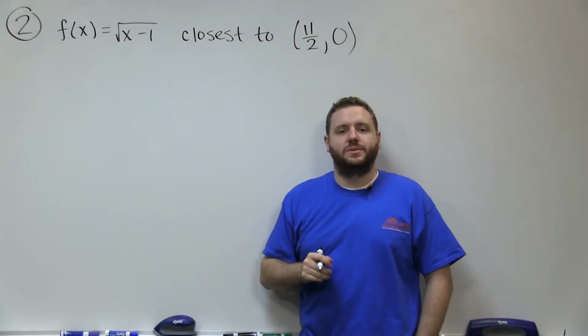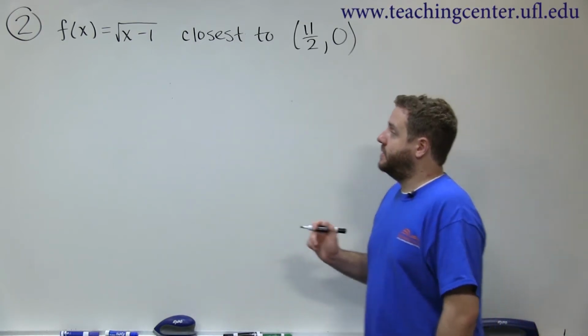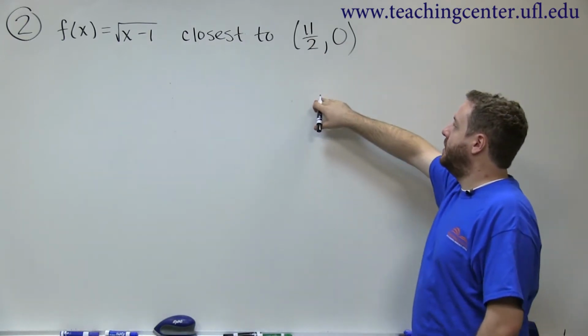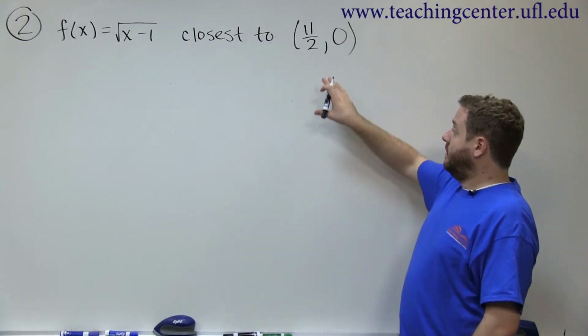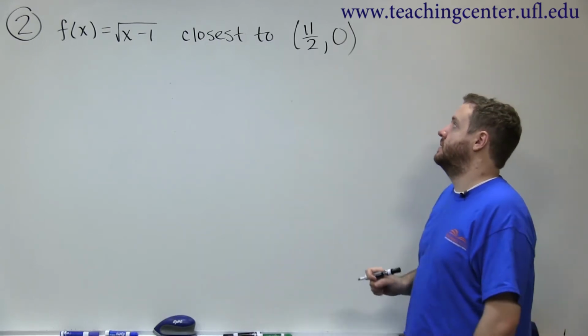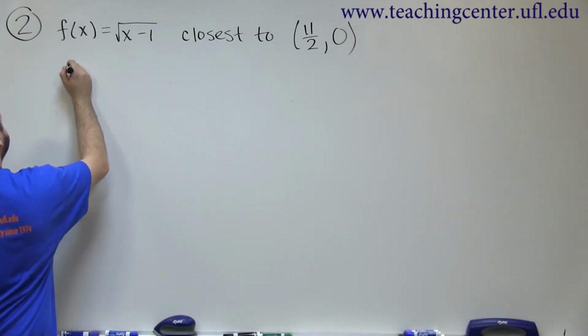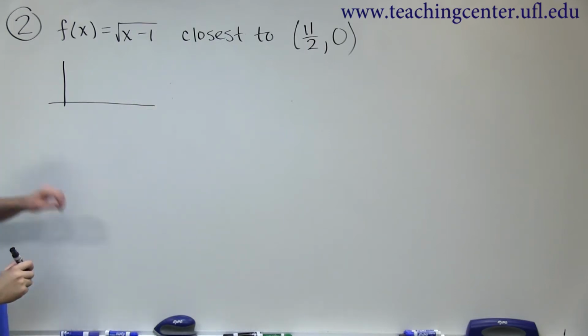In problem number 2, we're also doing optimization in kind of a different capacity this time. We have the function square root of x minus 1, and we want to know which point on that graph is the closest to the point 11 halves comma 0. So let me just graph this. It's not necessary to graph this for this problem, but I'll just help you see what we're doing.